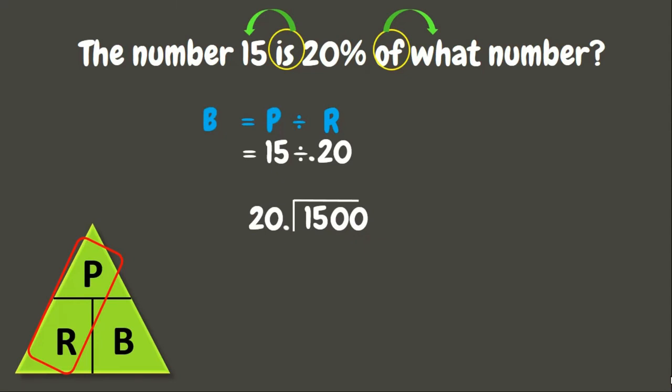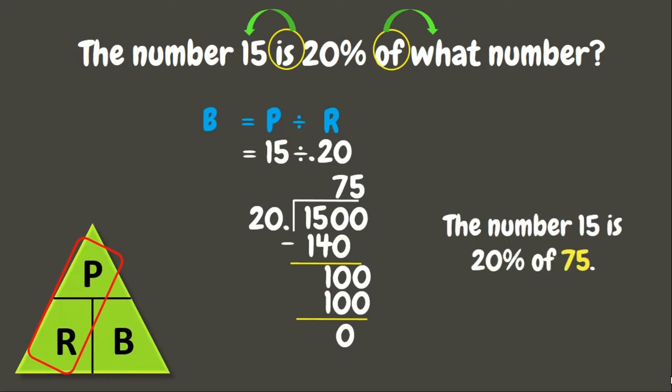150 divided by 20. 7. 7 times 20 is 140. 150 minus 140 is 10. Since we still have 0, let's bring down 0. 100 divided by 20 is 5. 5 times 20 is 100. That gives us 0. Now our answer is 75. The number 15 is 20% of 75.